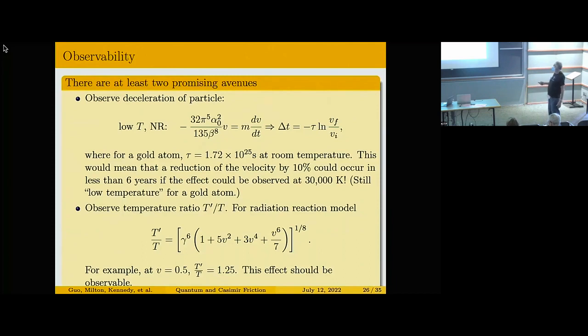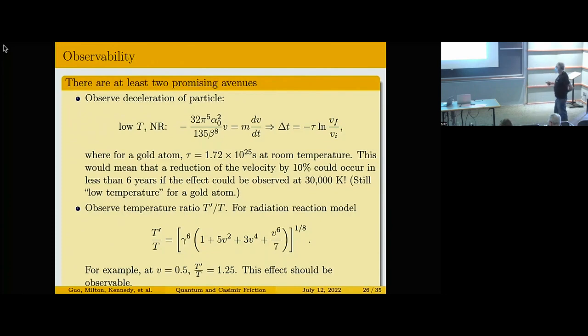And so it will slow down if you don't keep it driven. So if you take the non-relativistic formula, the low temperature result goes like this. That involves a temperature to the 8th power times the velocity, and that's going to be equal to the rate of change of the momentum. So you can calculate how long it takes to go from a velocity V sub I to V sub F. It goes like that. If you put in numbers for a gold atom, it's 10 to the minus 25 seconds.